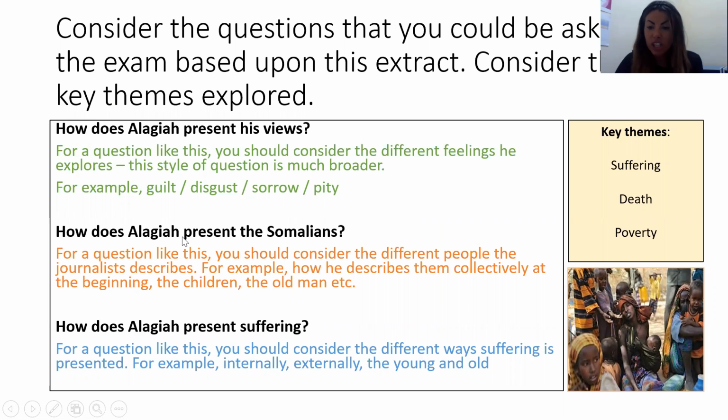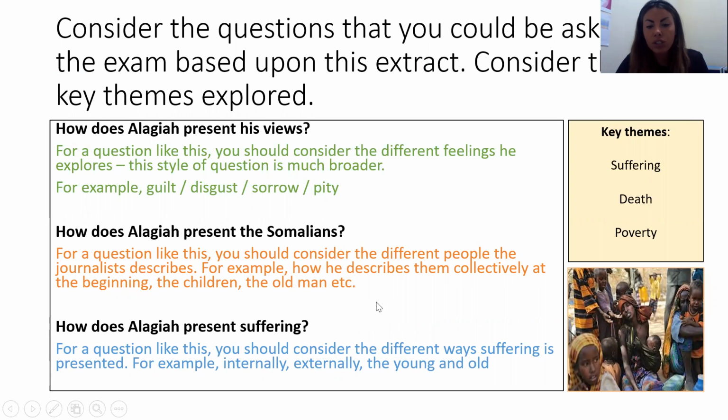Secondly, a typical question that might come up is, how does he present the Somalians? For a question like this, you should consider the different people that he represents. So he does talk about them collectively, but he focuses on the children, the mother, the old woman, the old man. So you would choose which ones you were going to focus on. What you don't want to do is cover as much as possible and mention every single person, because then you're going to end up summarizing what the extract is about. You're better off choosing 2 or 3 and engaging with that fully.